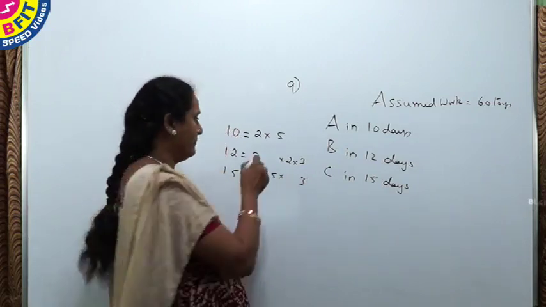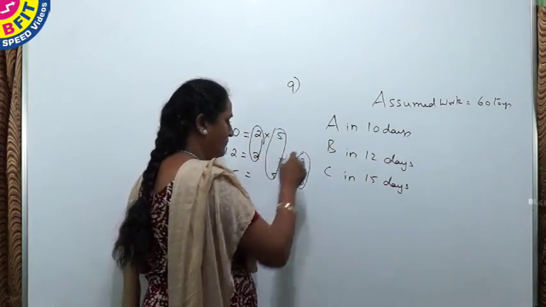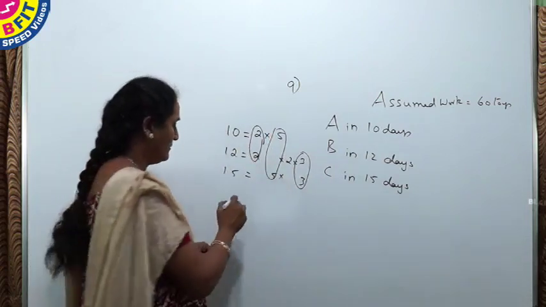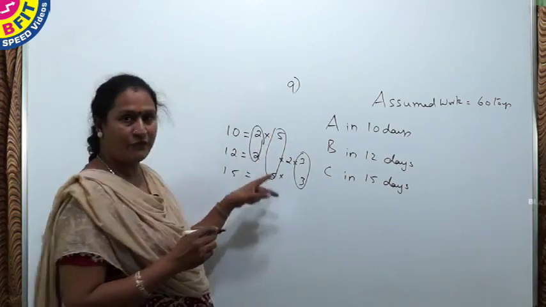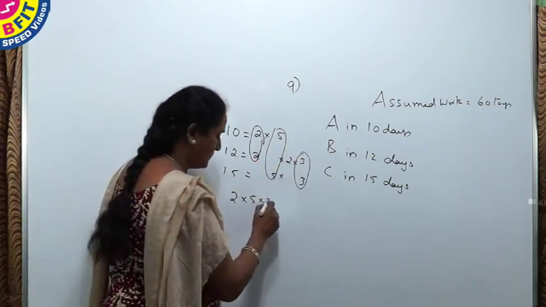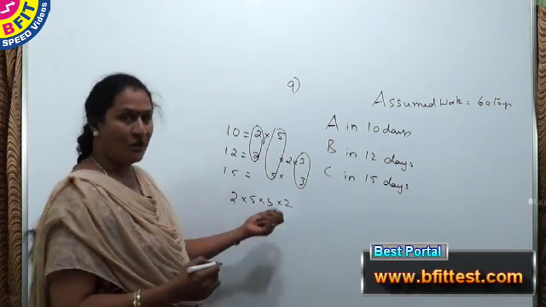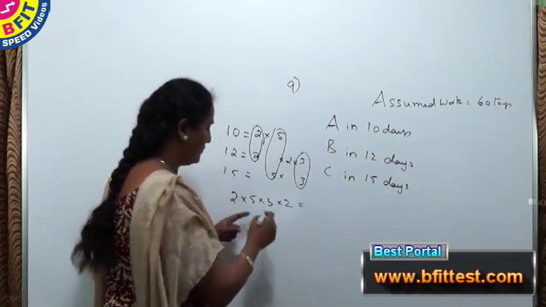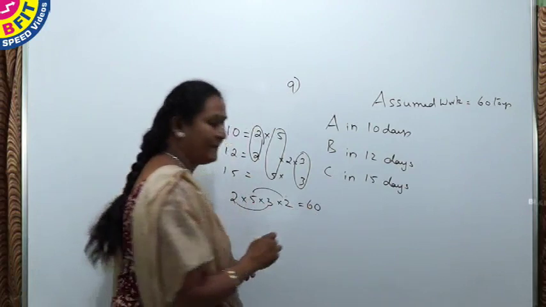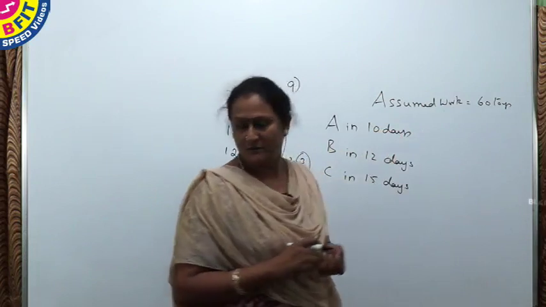And now for the LCM, we group the terms. The one which is repeated, we write once. Here, write this 2 once, and you have 5s in common, so write 5. The common here is 3. And the left out one is 2. So multiplying all this, 5 into 2, 10, 10 into 3, 30, 30 into 2, 60. The LCM is 60. So the LCM here we take as the assumed work.